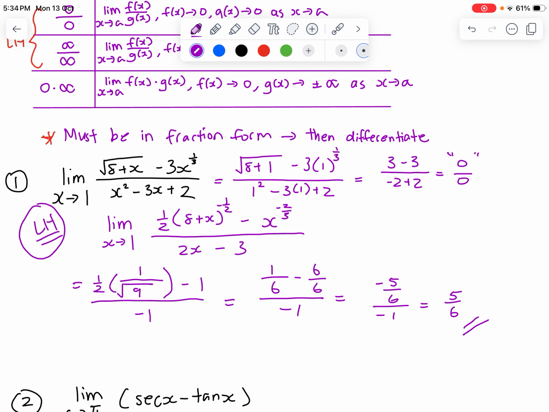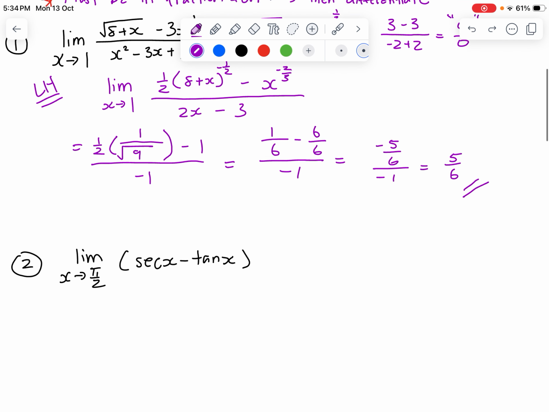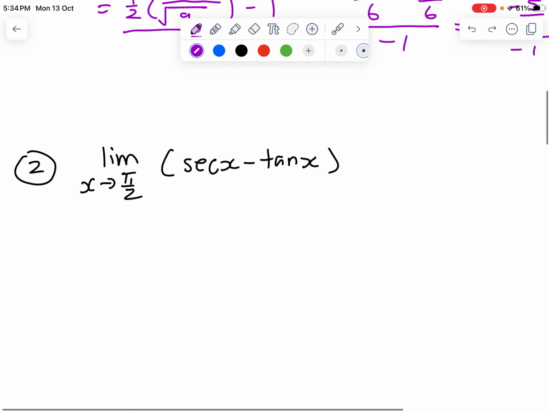And when we apply L'Hospital's rule, what we do is differentiate the top and bottom functions, and then we get our answer as 5 over 6 in the end. Now let's try something else. This time, we see that it is not in fraction form.